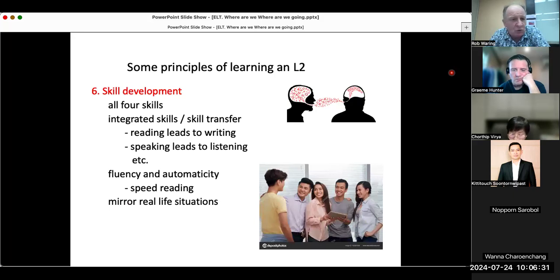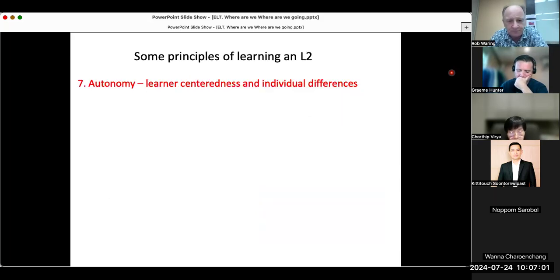We need to practice all 4 skills, make sure it's integrated, we have some skill transfer, and all of the skills don't just need intentional practice through intensive reading, intensive speaking, and so on. We need to make sure that we also build a fluent and automatic reading, the actual skills of reading, the skills of listening quickly, the skills of speaking quickly, and so on. And again, do this as much as we can in real life situations.